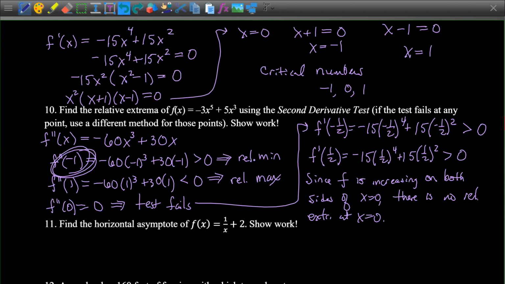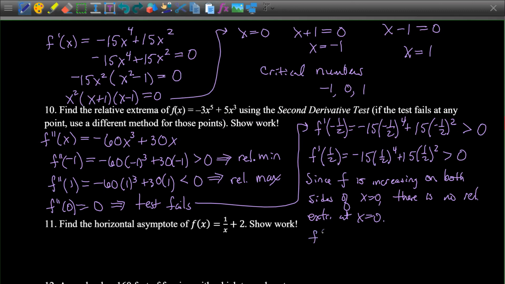But this doesn't really answer the question. The question doesn't say find where there's extrema. It says find the extrema. So we need to go ahead and answer that question. And it's real easy to make a mistake here. Which function now do you plug these numbers into? You need to go back to your original. So the extrema itself is a value of the function. So we need to go back to our original function.